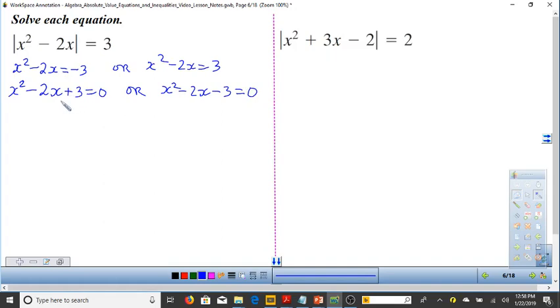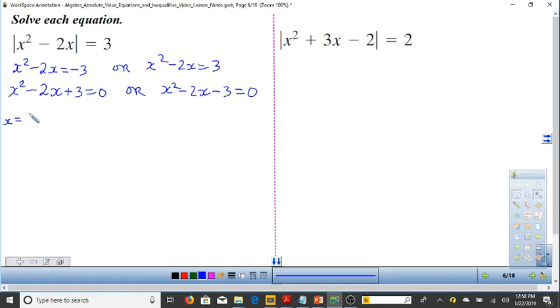And let's see if we can factor this equation. This equation, we need two numbers that multiply to be positive 3 but add up to be negative 2. And it appears that there is not a pair of numbers that we can come up with that will work with that. So what we're going to have to do is use the quadratic formula.